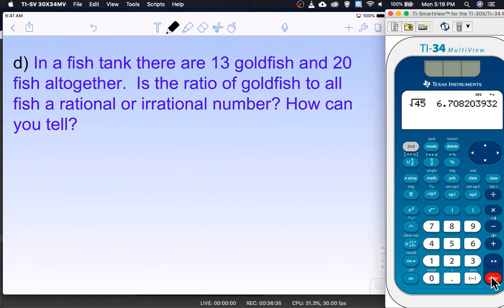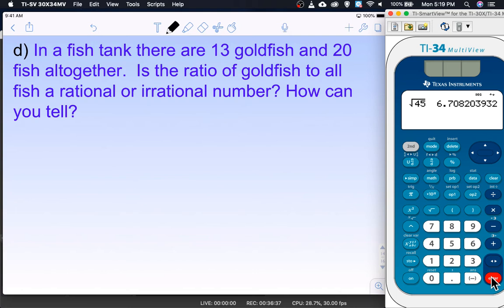Letter D. In a fish tank, there are 13 goldfish and 20 fish altogether. Is the ratio of goldfish to all fish a rational or irrational number? And how can you tell? So this is a problem I'd like you to try. Pause the video, try it. Do you believe that the ratio of goldfish to all fish is rational or irrational? And why? When you're ready to continue, hit play, and we'll go through it together.